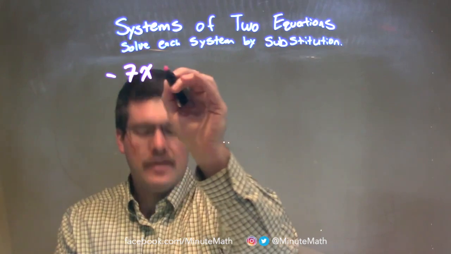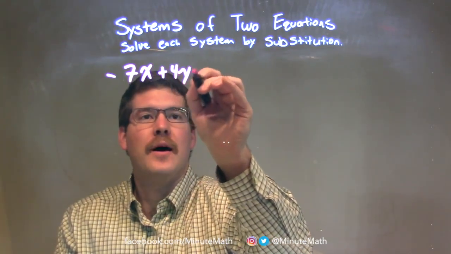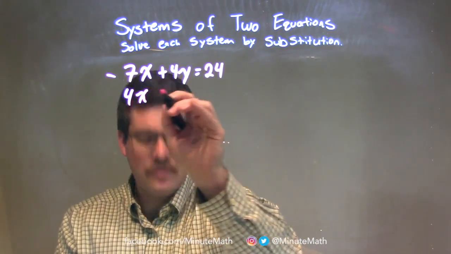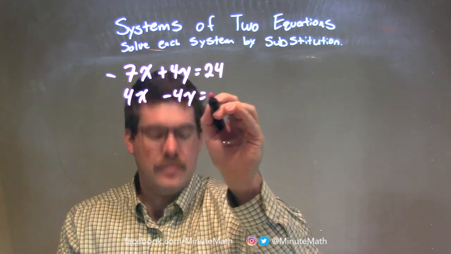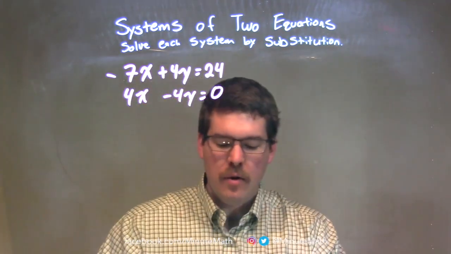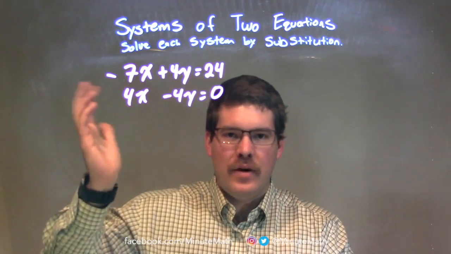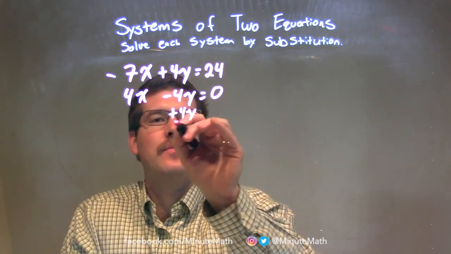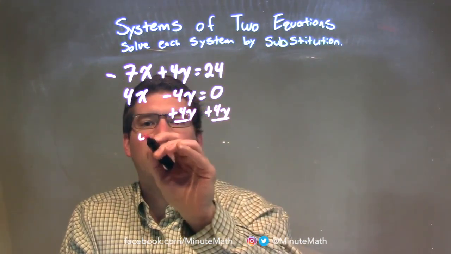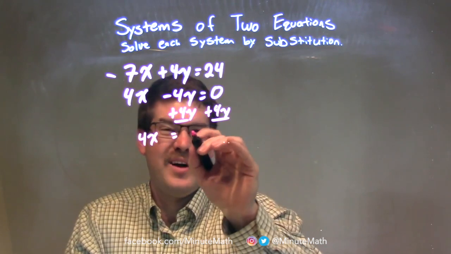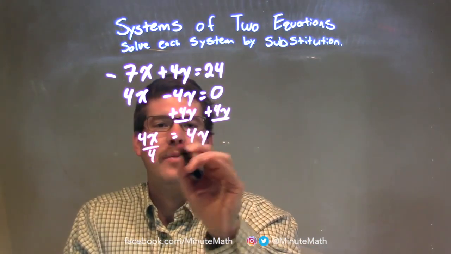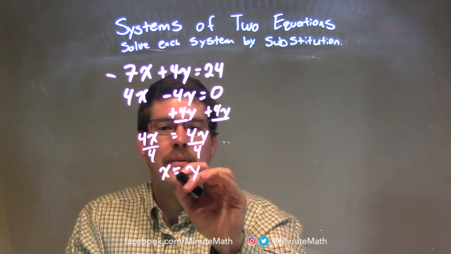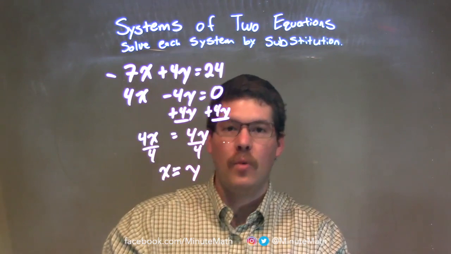Negative 7x plus 4y equals 24. And my second equation is 4x minus 4y equals 0. Well, what I want to do is get one of these variables by itself. Second equation looks easier, so I'm going to add 4y to both sides. That leaves me with 4x equals 0 plus 4y, which is 4y. Divided by 4 on both sides, and I have x equals 4y divided by 4, which is just y. So I have x equals y right there.